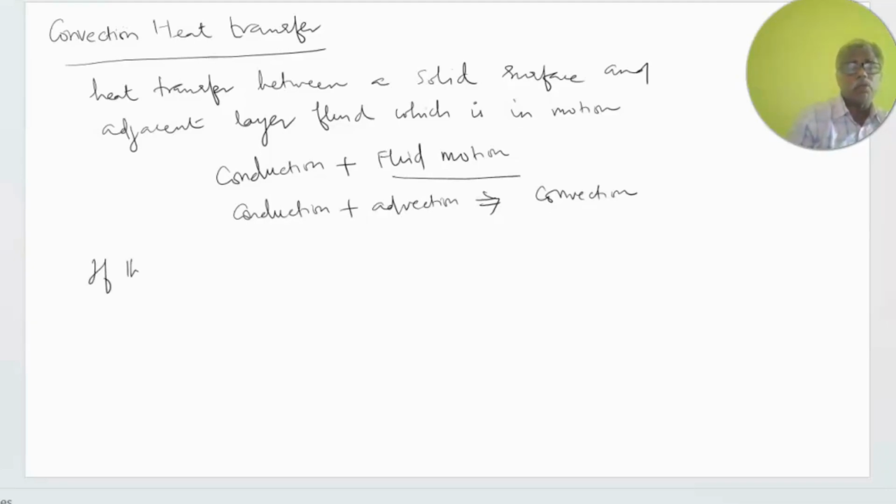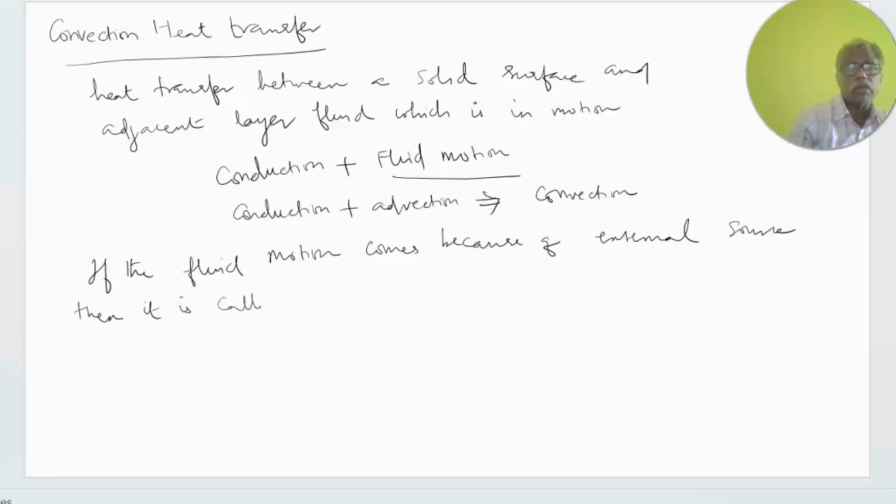If the fluid motion comes because of an external source, then it is called forced convection. The external source can be a fan, blower, etc.